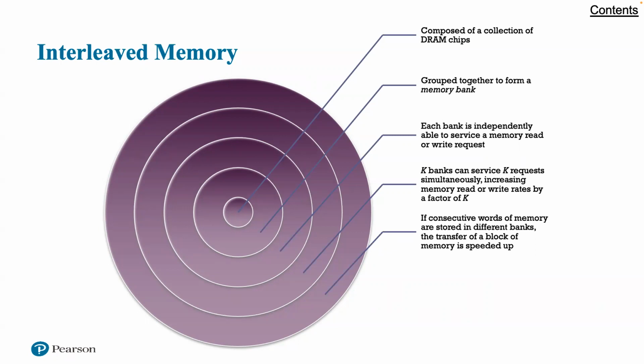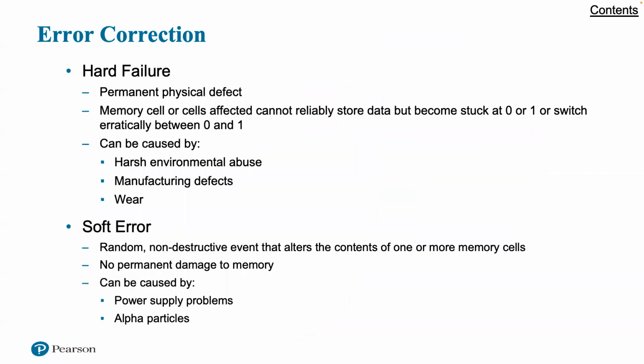Each bank is independently able to service memory read or write requests, so that a system with K banks can service K requests simultaneously, increasing memory read or write rates by a factor of K. If consecutive words of memory are stored in different banks, then the transfer of a block of memory is sped up. You can look in Appendix C of the textbook, which explores the topic of interleaved memory in more detail, but we just wanted to give you a sense of that.